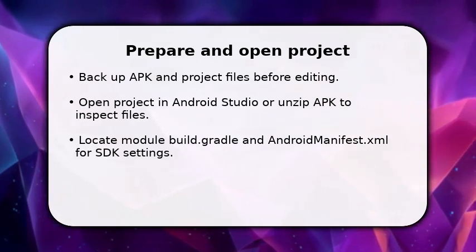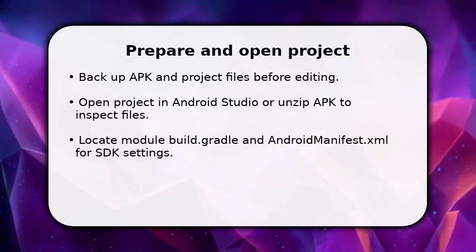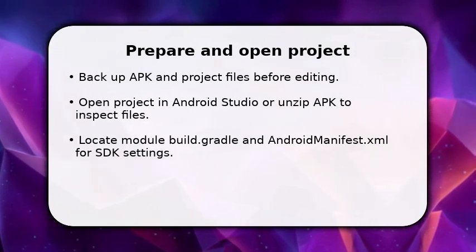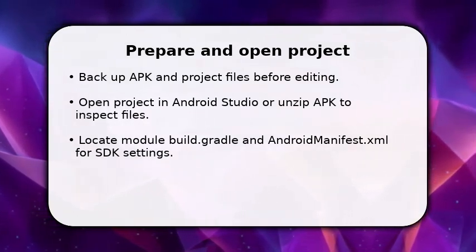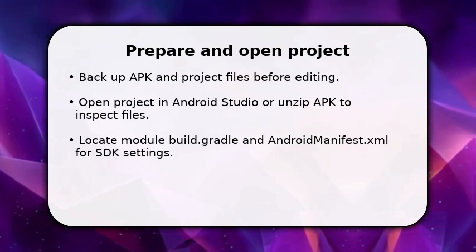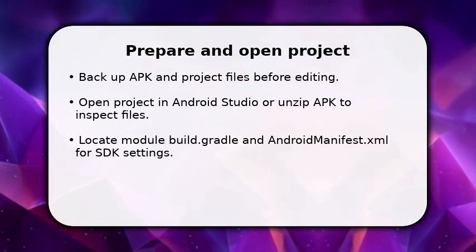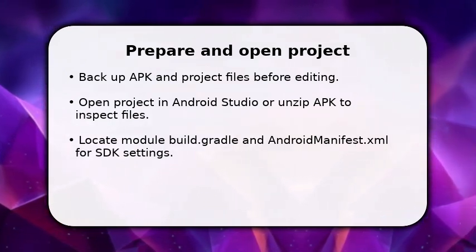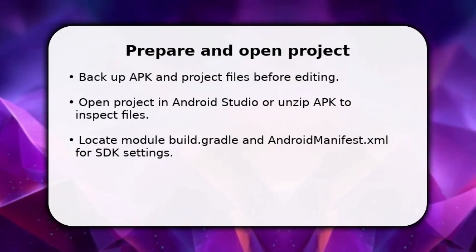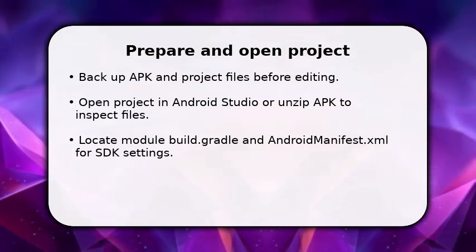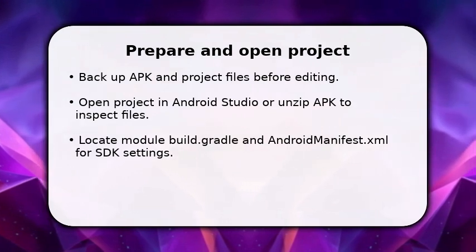Make sure to locate module level build.gradle and AndroidManifest.xml, because those hold Min SDK version and Target SDK version. You will edit those lines directly. This first step prevents data loss and gives you a clear path to change SDK values safely. So proceed only after confirming the backup succeeded.